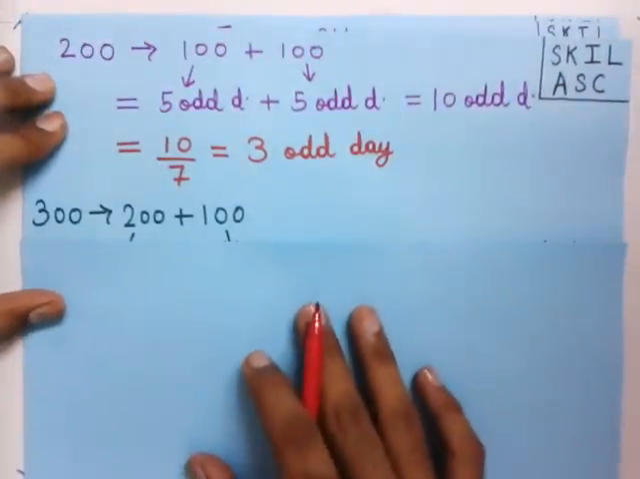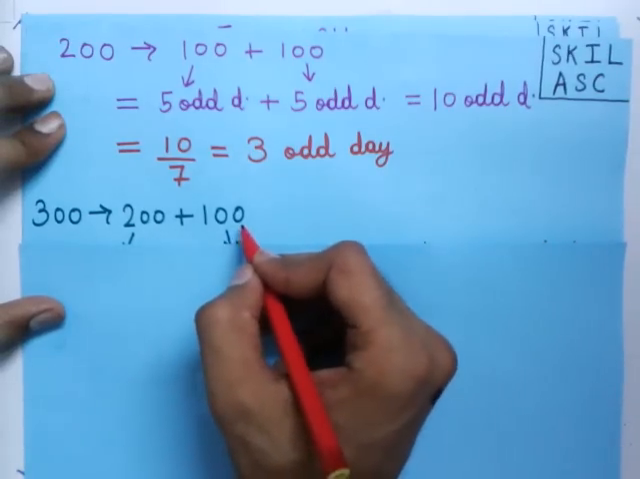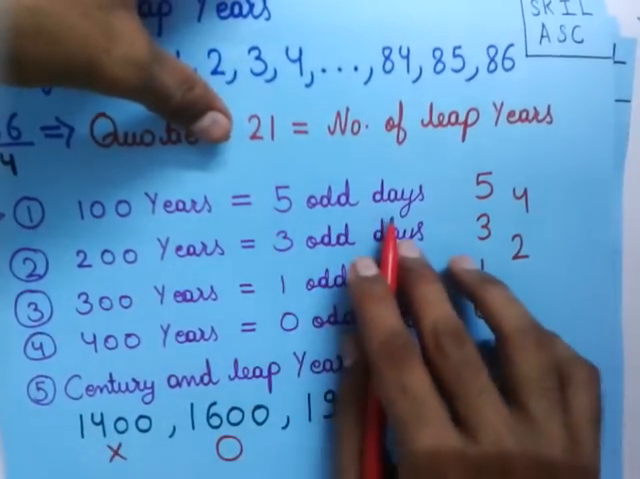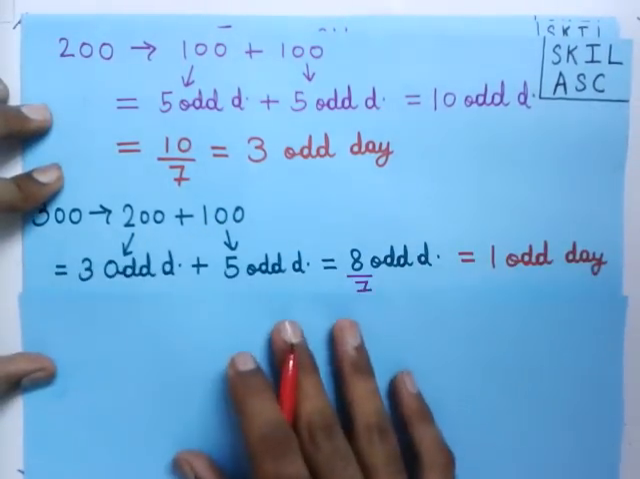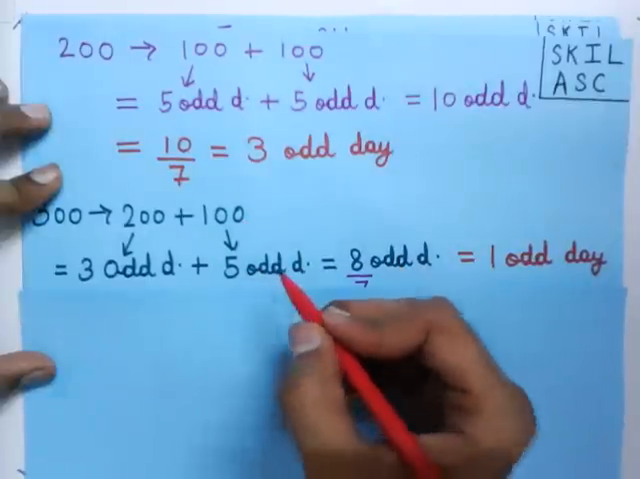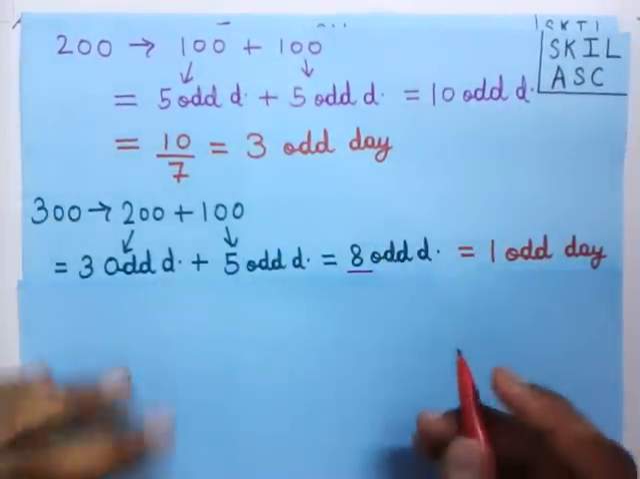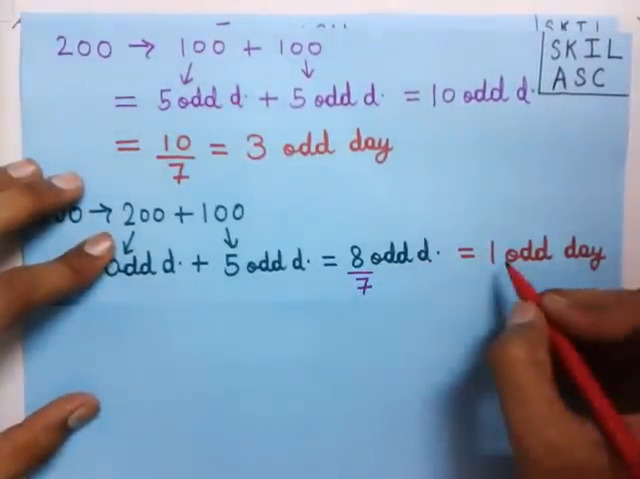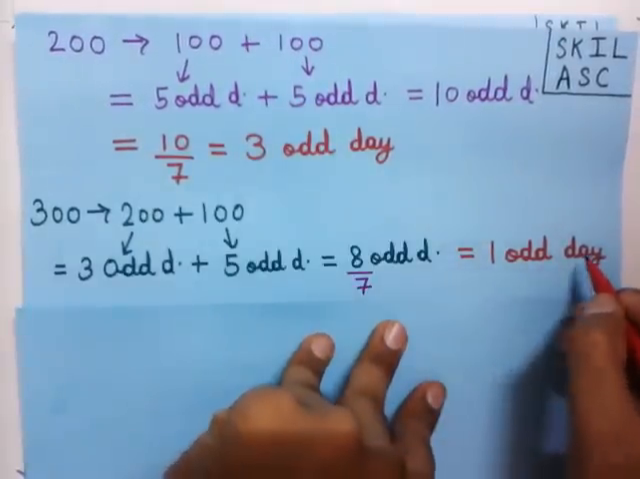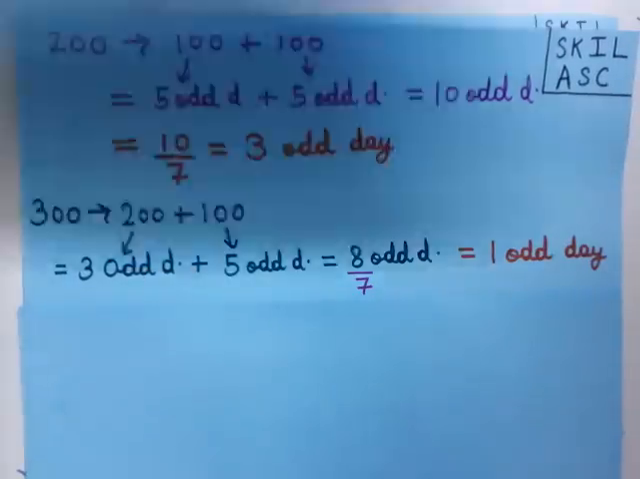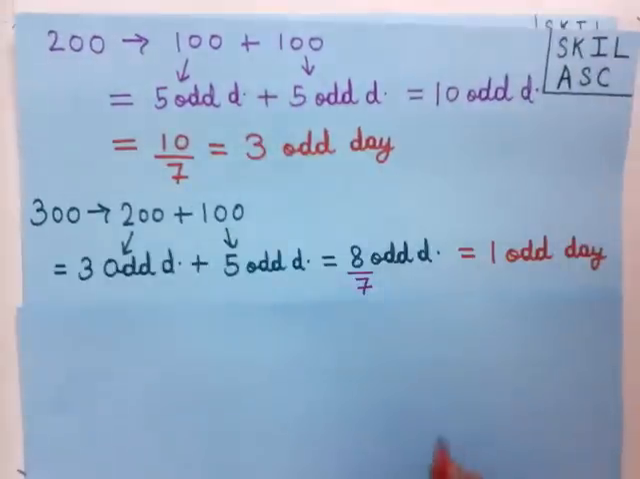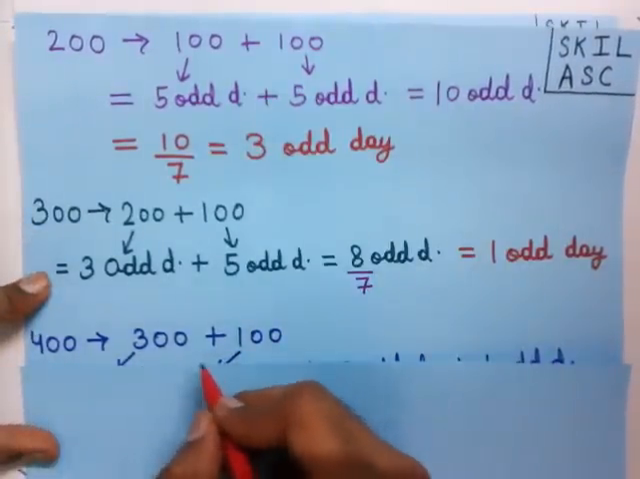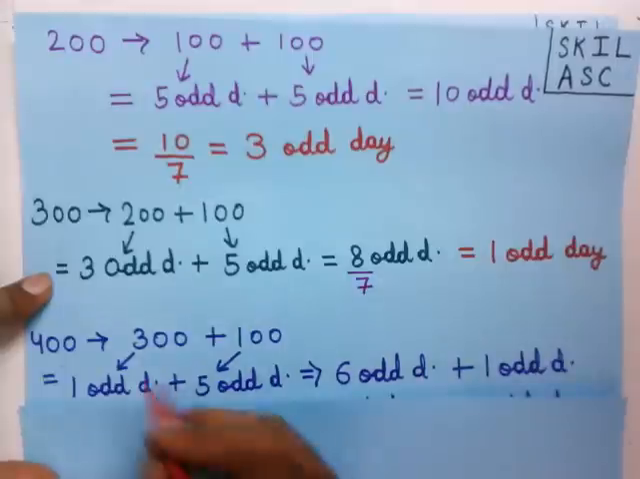Now we come to 300 years. We can write these 300 years as 200 plus 100. Now we know 200 years have 3 odd days and 100 years have 5 odd days. So we write here 200 years have 3 odd days and 100 years have 5 odd days, and in total we have got 8 odd days. We know the number of odd days can only be from 0 to 6 and here we have 8 odd days. So we divide it by 7 and we will get remainder 1. So 1 is the number of odd days in 300 years. So we have got 300 years have 1 odd day. Now we come to 400 years. Now these 400 years can be written as 300 plus 100. Now 300 years will have one odd day.